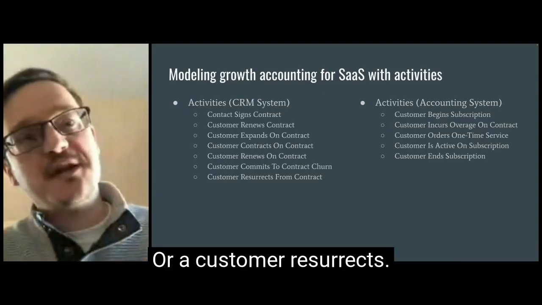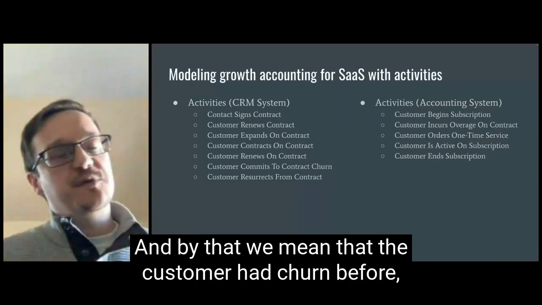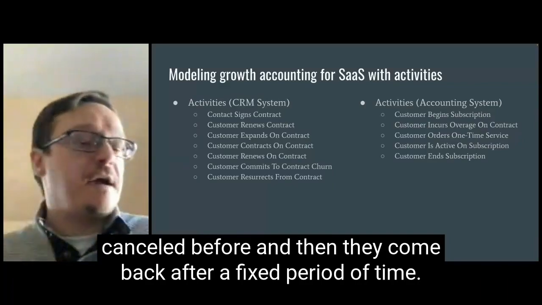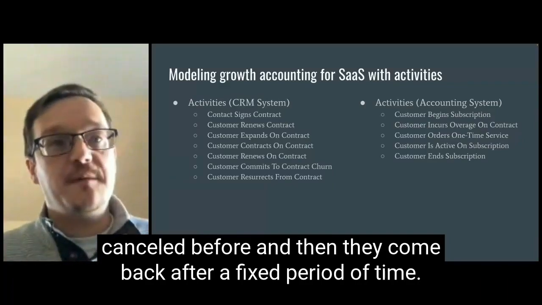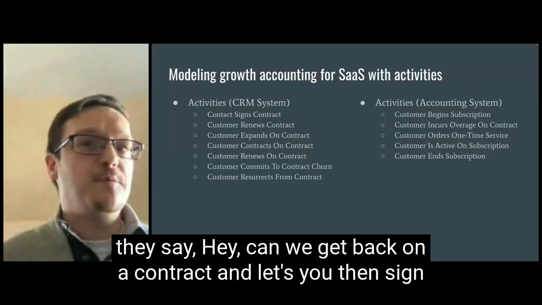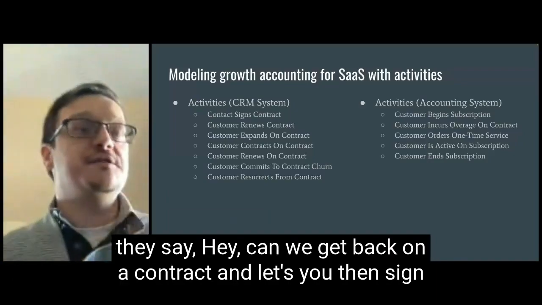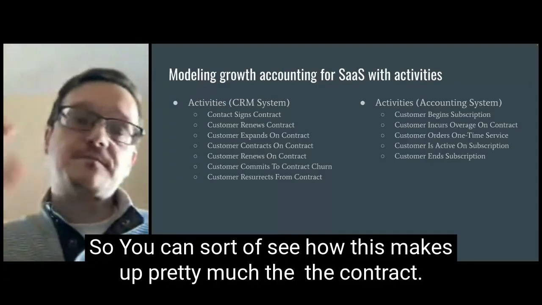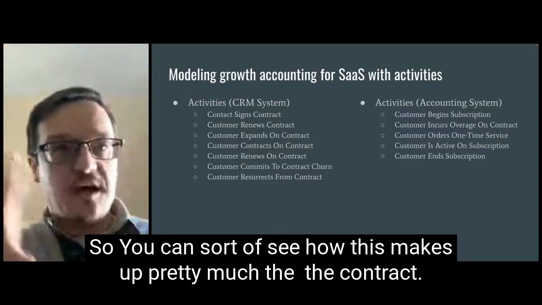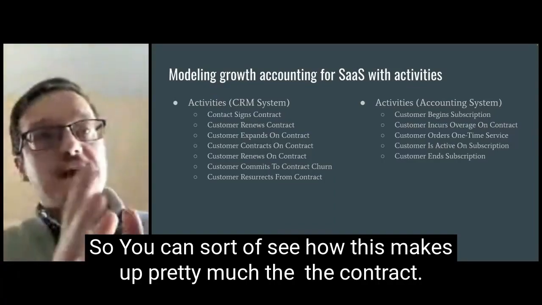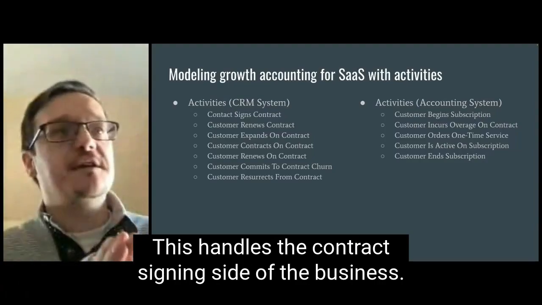Or a customer resurrects, and by that we mean that the customer had churned before, canceled before, and then they come back after a fixed period of time. Let's say they were away for 3 months. They call you back and they say, "Hey, can we get back on a contract?" And you then sign a new contract for that customer. So you can see how this makes up pretty much the contract. This handles the contract signing side of the business.